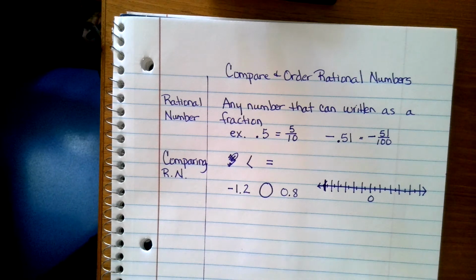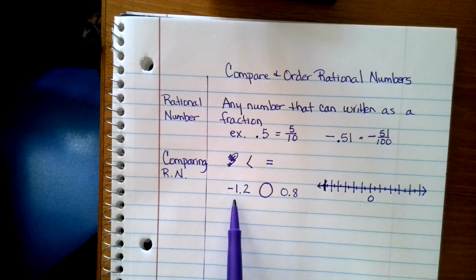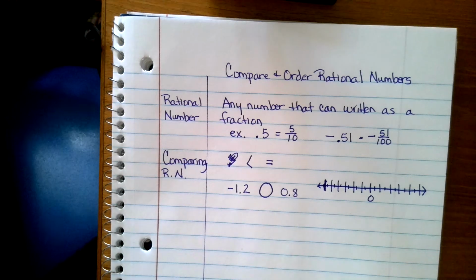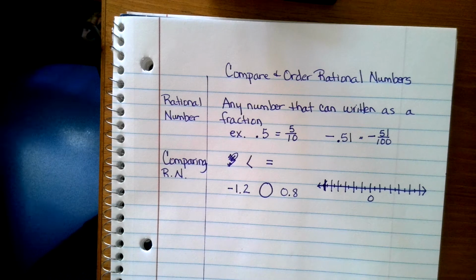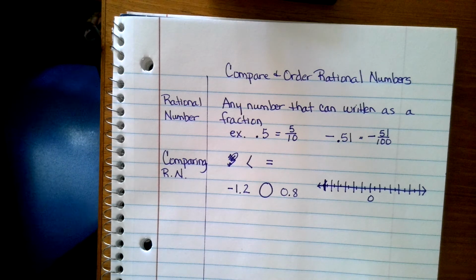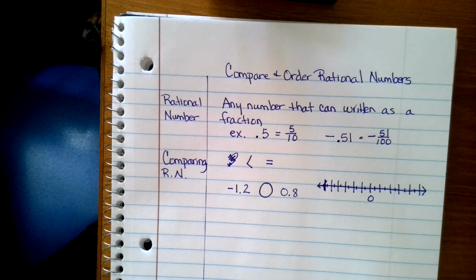We're going to be looking at the example negative 1.2 compared to 0.8. Right off the bat, if you remember, any number further to the left on the number line is always a smaller number. So we can probably immediately say that negative 1.2 is less than 0.8. But let's go ahead and prove this on a number line.